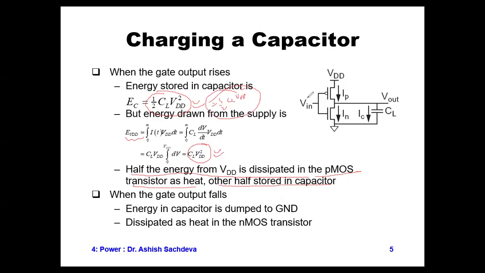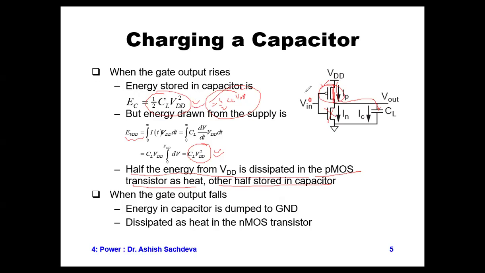This is when you have zero input. Zero input will turn this on, and this turns off. This becomes a short circuit. From here the power will come and will charge your capacitor. Now, if power is consumed as heat, then somebody will ask, what about input one?